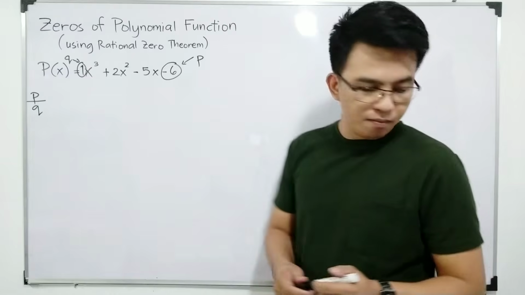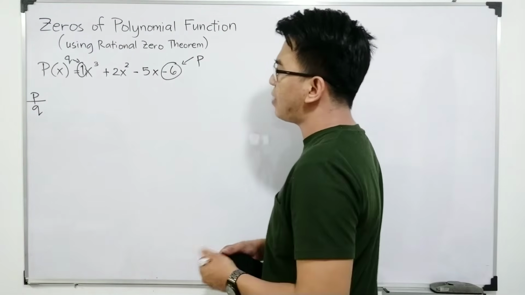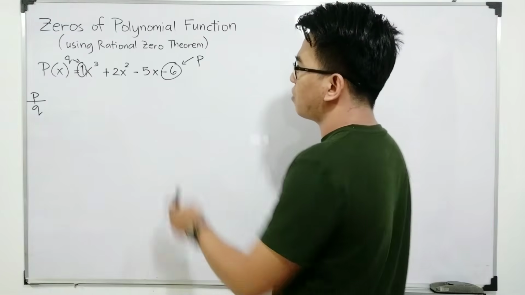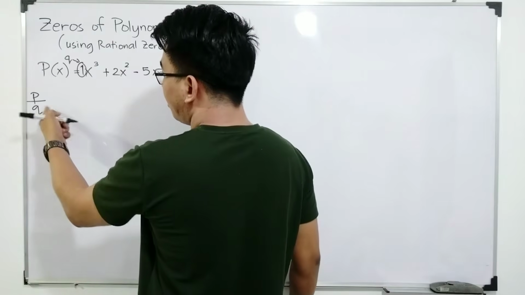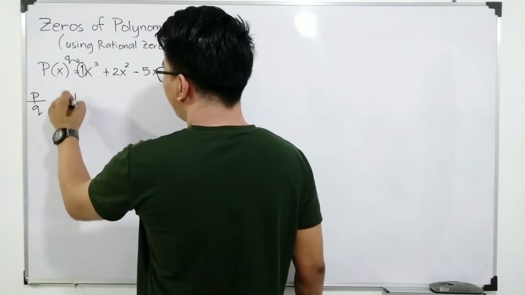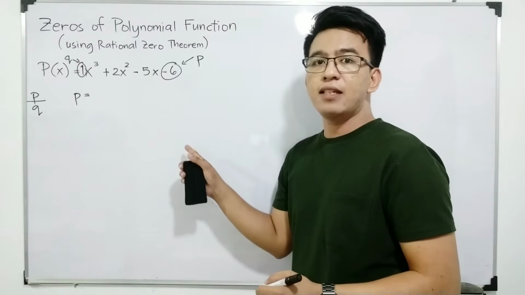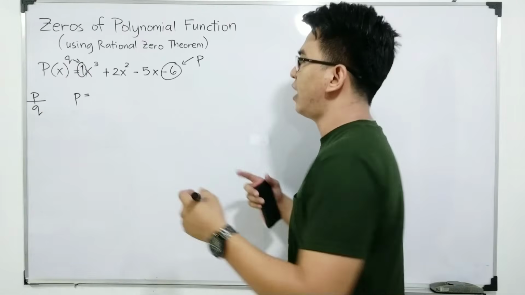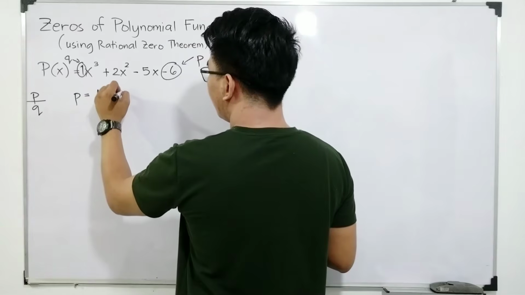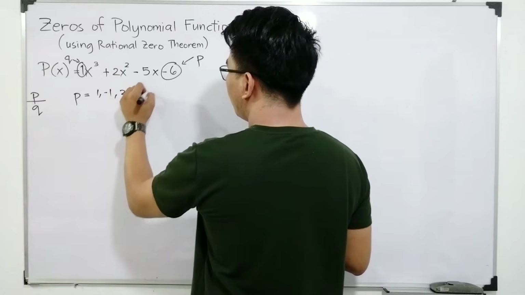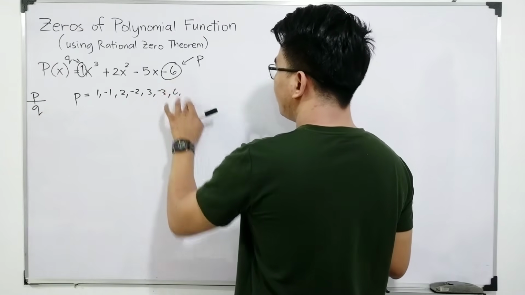Now, didiscuss natin ito step by step. Ang first step natin is to prepare all the possible factors of your constant term. So, before natin kunin yung value ng p over q, for the factors of your constant term, explain ko lang, we have here negative 6. The factors of negative 6 are 1, negative 1, 2, negative 2, 3, negative 3, and 6, negative 6.